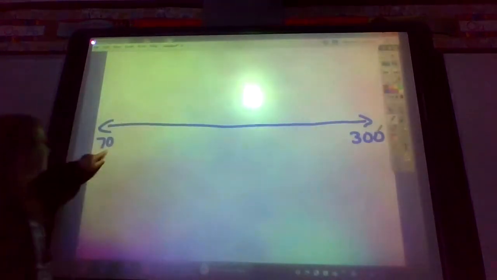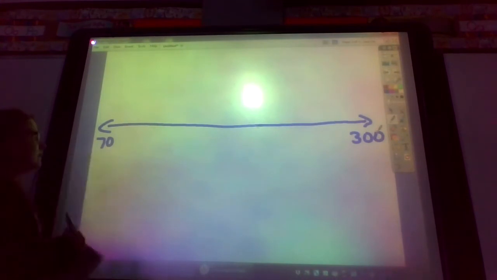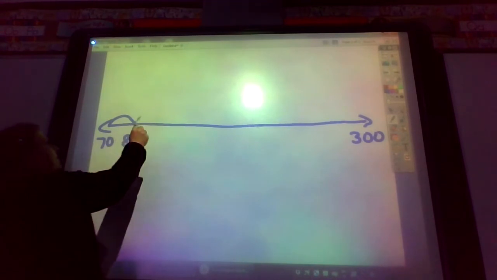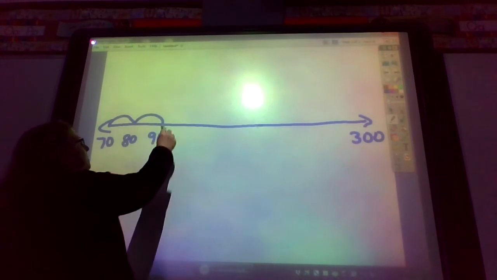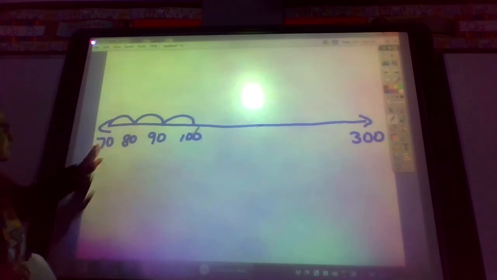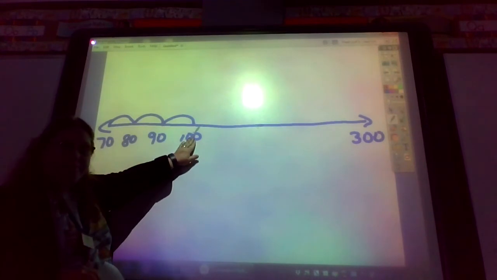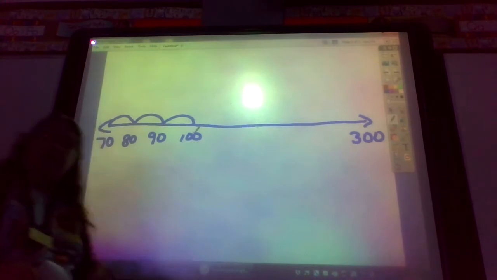Now, let me look at 70. 70 has a 0 here in the ones. It is a tens number. So I'm going to make a tens hop from 70 to 80. Here's my 80, okay? I'm going to make another tens hop to 90. I'm going to make another tens hop to 100. All I've done is hopped by tens. 70, 80, 90, 100. Now I have a hundreds number. I have 2 zeros. So I have a hundreds number.